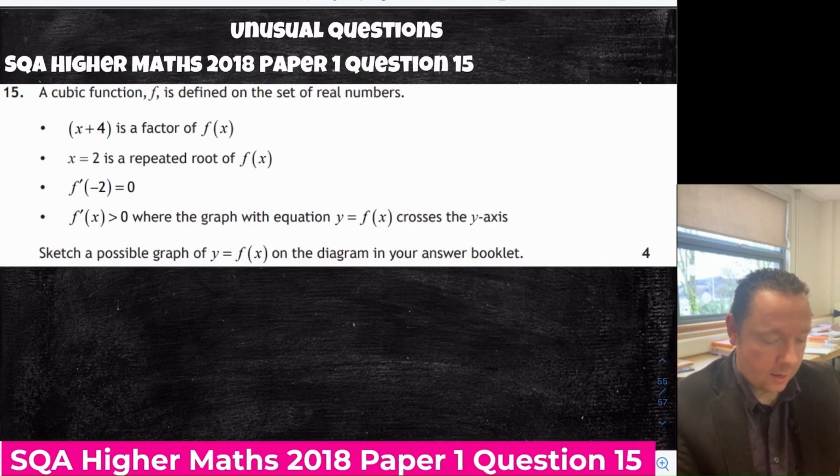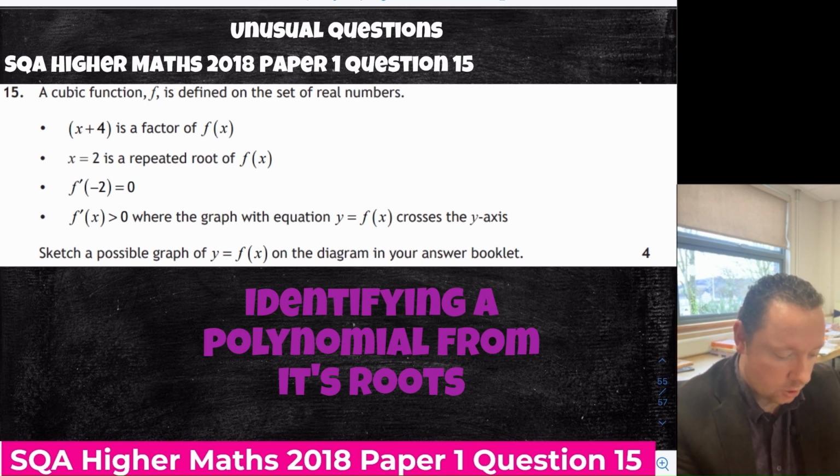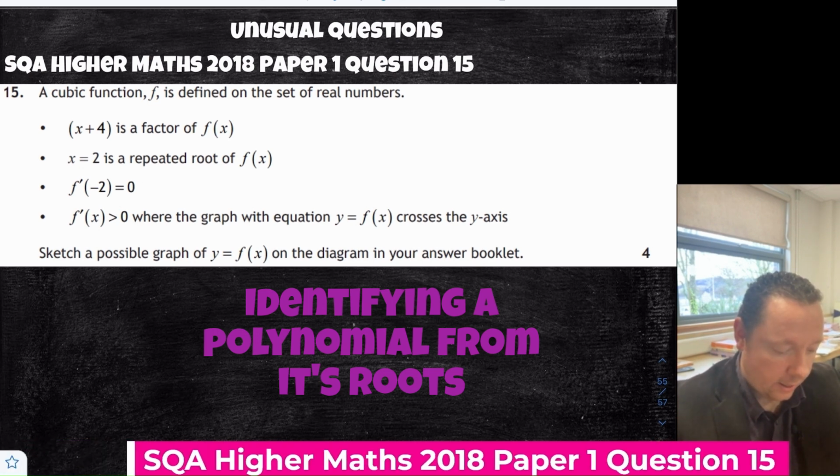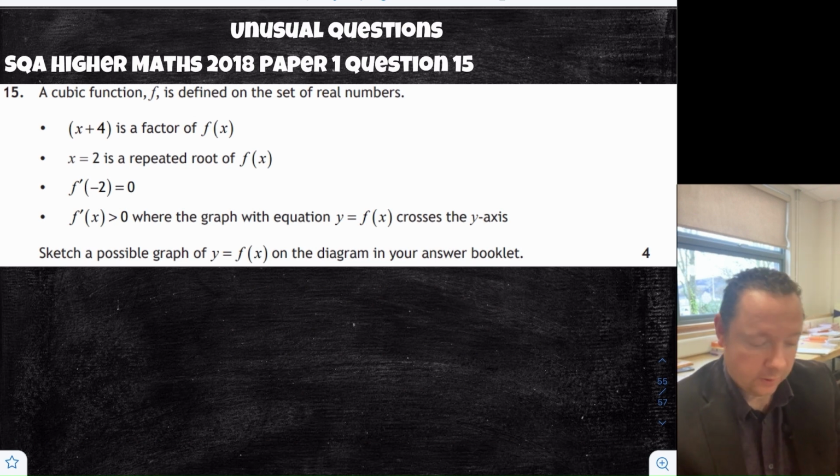Unusual question, SQA Higher Maths 2018, Paper 1, Question 15. A cubic function is defined on the set of real numbers. x plus 4 is a factor, x equals 2 is a root, f dash of minus 2 equals 0, and f dash x is greater than 0 when the graph crosses the y-axis.